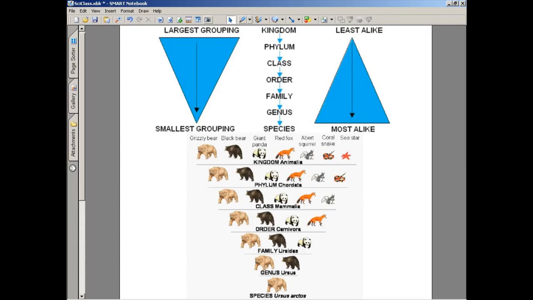So when we're at the level of family, what we can see is that we have very similar organisms. They all look kind of like bears. Then when we get all the way down to the species, we have one species of bear.